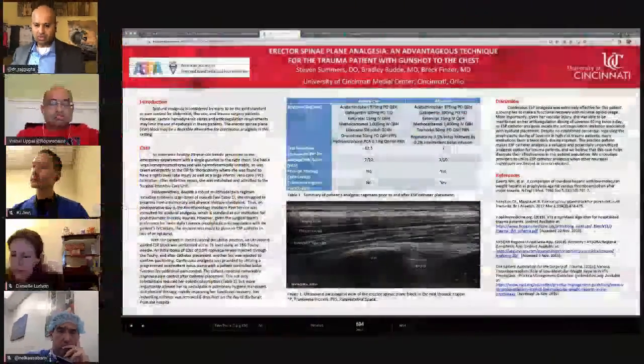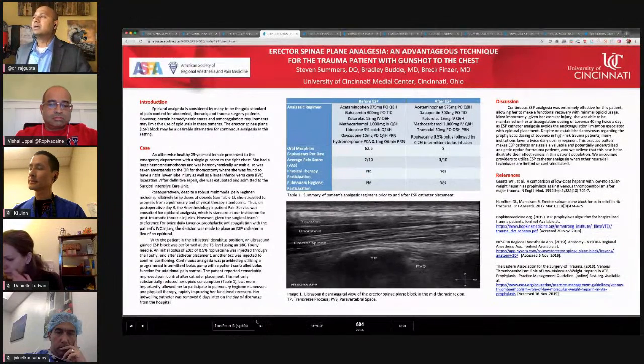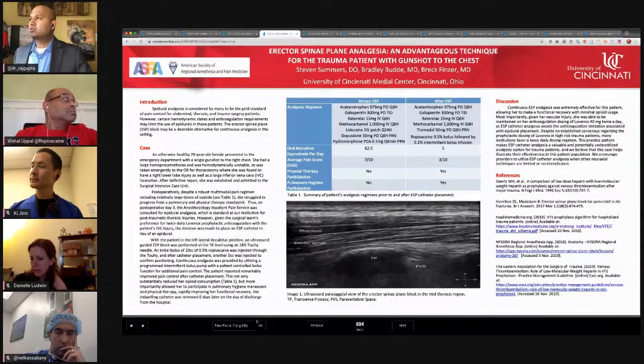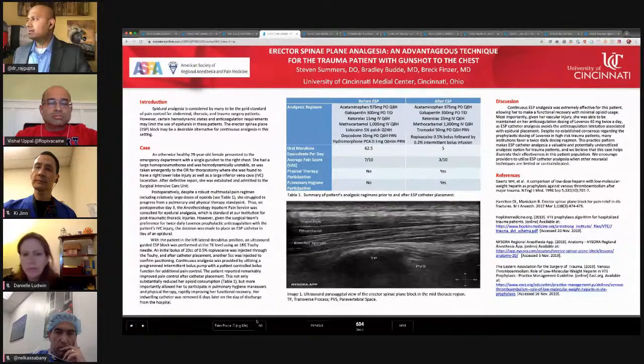Let me move on to the next poster here. This is poster number 604, and I'm going to put the link up here in the notes and throw the poster up on the screen. This is erector spinae plane analgesia, an advantageous technique for the trauma patient with gunshot to the chest. So again, we're still in the chest. We're still talking about injury and pain for breathing and those kinds of things.